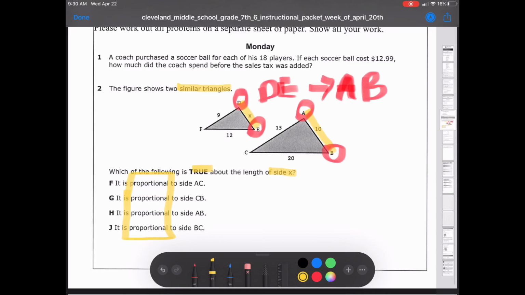So here's where my information here that I started with really helps me. Side X is DE, and it became AB when it expanded. So here I can look. It's proportional to side AB. It changed and became AB. So that's going to be our answer here.